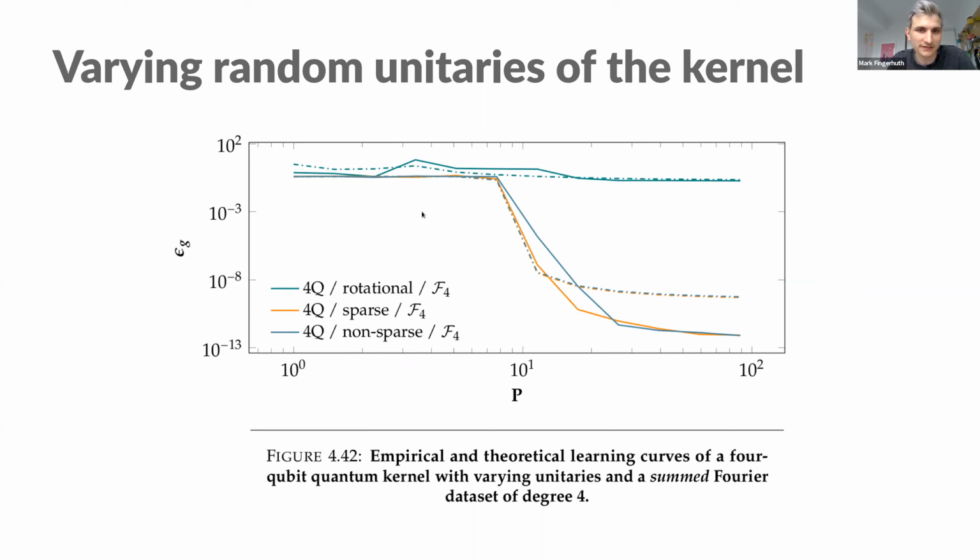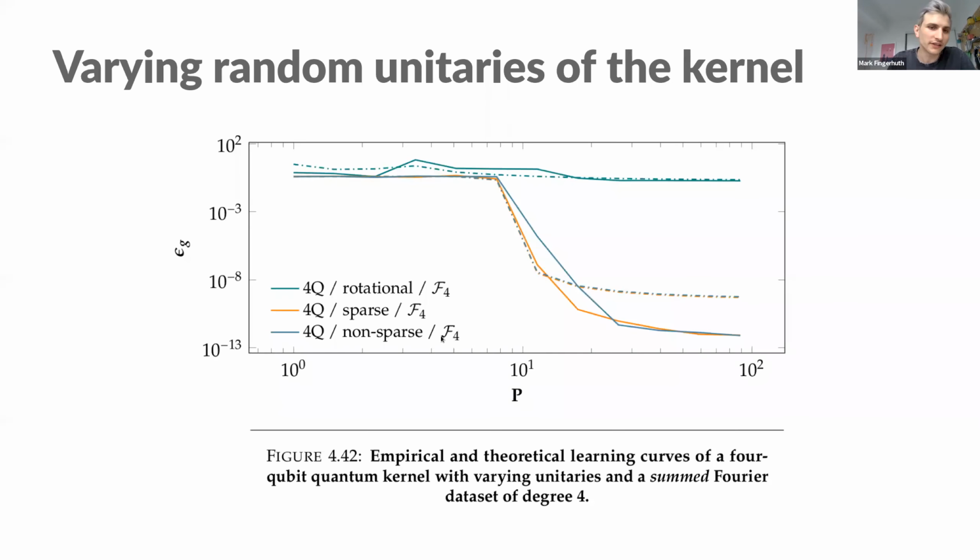And we can interestingly see that these rotational unitaries, and we've seen that across the board, tend to lead to lower expressivity, and in a lot of cases, these kernels fail to learn the more complicated data sets, whereas using sparse and non-sparse unitaries actually leads to successful learning.